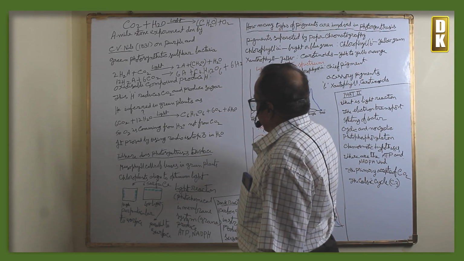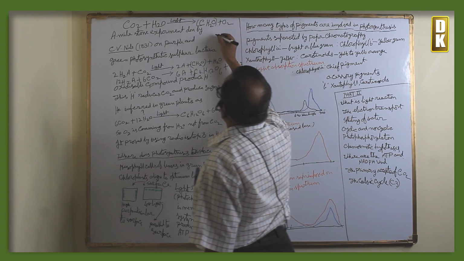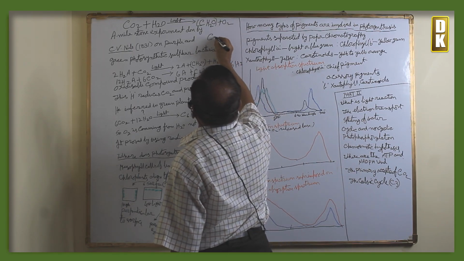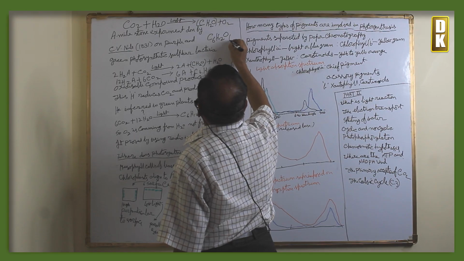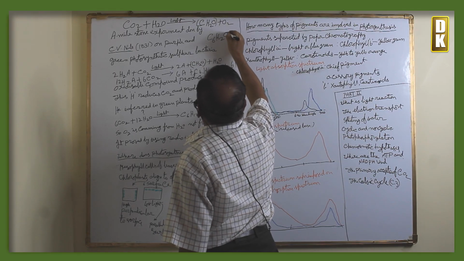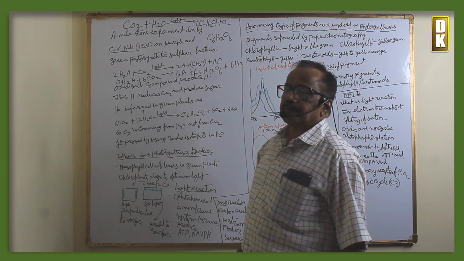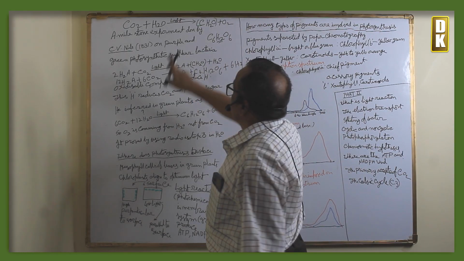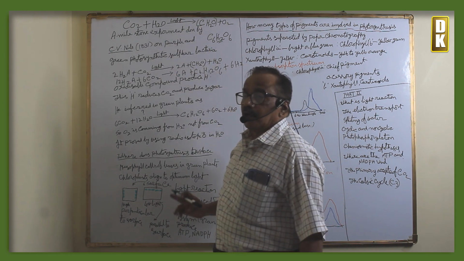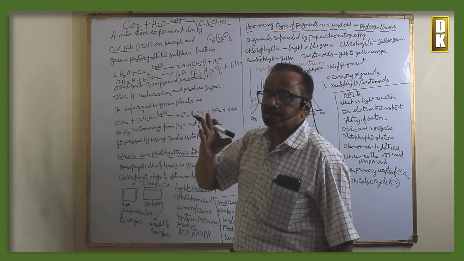Now what is happening? Just you see here, I will write somewhere. For example, C6H12O6. Out of this, carbon and oxygen are coming from the carbon dioxide and hydrogen is coming from the water. But in this equation, water is getting carbon. That is the difference.